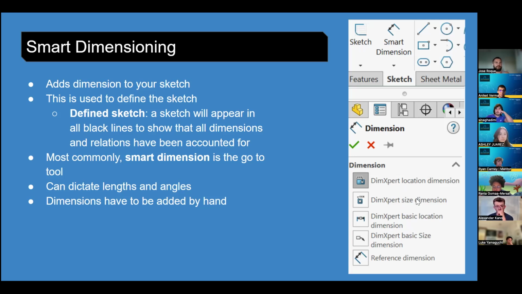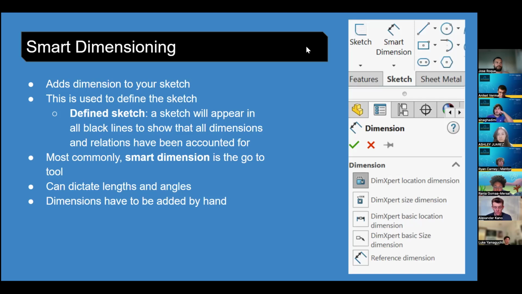Those I mostly use in assemblies, but we're not in assemblies. So for now, I want you to focus on the part that says smart dimension. That is automatically selected when you click on the top interface, so you don't have to worry about switching that. And if you want to double check, this pop-up will always show up once you select smart dimension right next to your sketch. Similar to Onshape, you can also dictate lengths, angles.